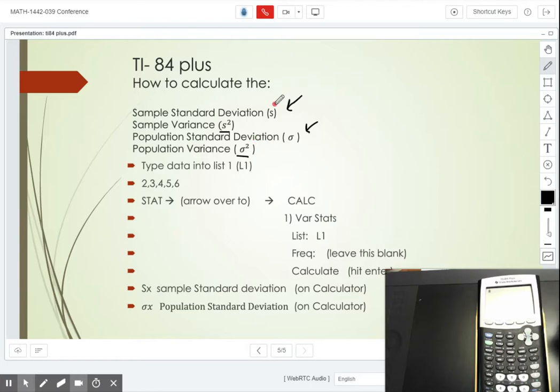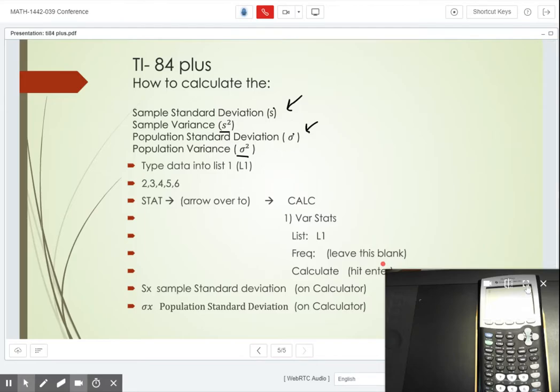So the symbol for sample standard deviation is this one here. It looks kind of like an S. And this is the population standard deviation symbol. So if we go to our calculator, we're going to go stat, arrow over to calculate, one var stats. We're going to type our data into list one and just hit calculate.